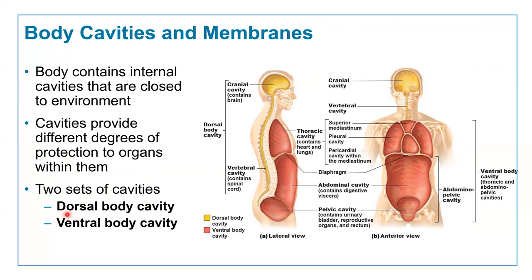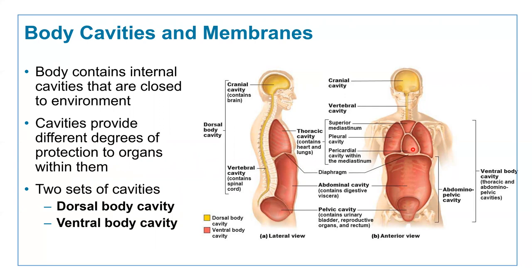Now, cavities can be divided into the dorsal body cavity and the ventral body cavity. Over here, shown in yellow, is the dorsal body cavity, and it includes the cranial cavity and the vertebral cavity. What is inside the cranial cavity? The brain. Inside the vertebral cavity, the spinal cord. And then the ventral body cavity, right? The ventral body cavity includes bigger cavities, and then we divide them into smaller ones. The two bigger ones are the thoracic cavity and the abdominopelvic cavity. Now, the thoracic cavity is separated from the abdominal cavity by the diaphragm. The diaphragm is a skeletal muscle.